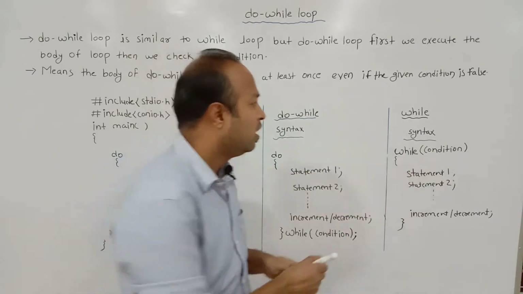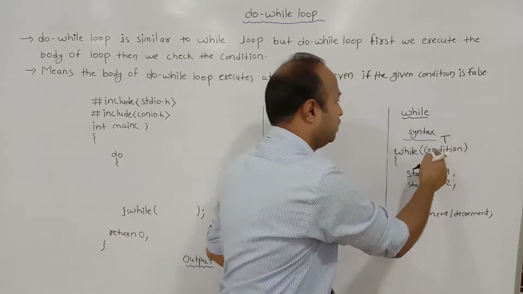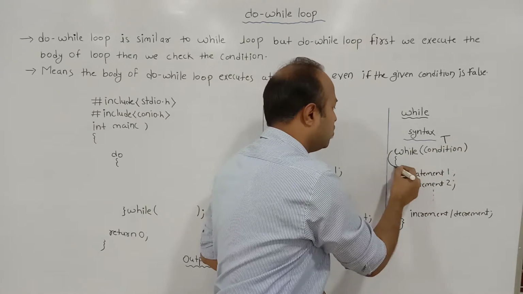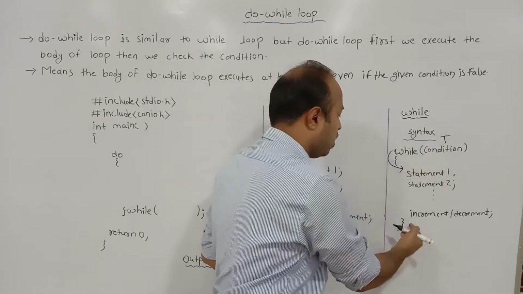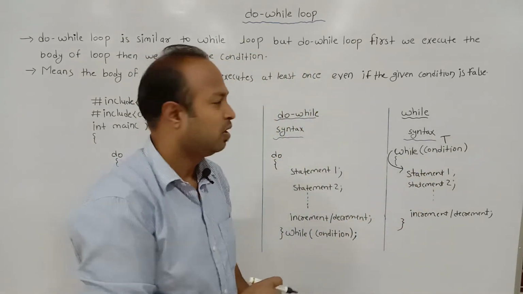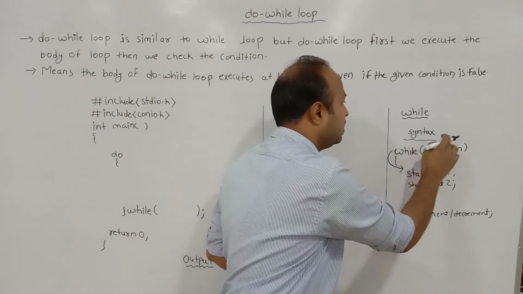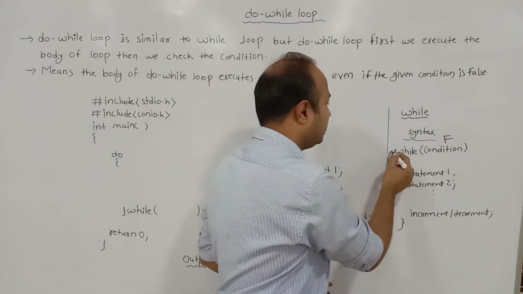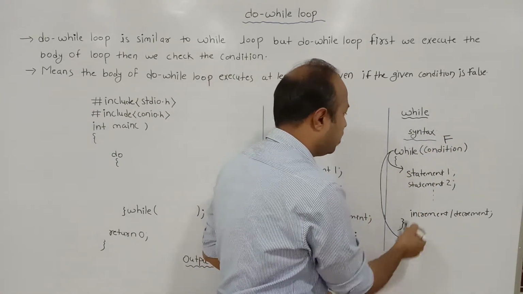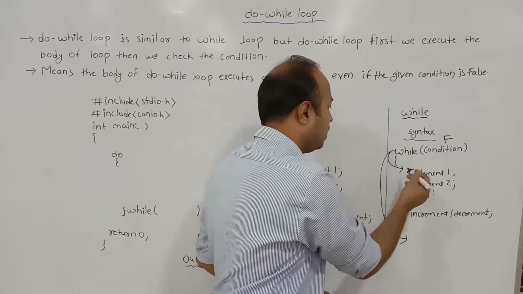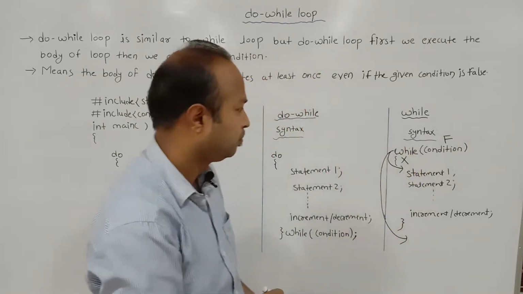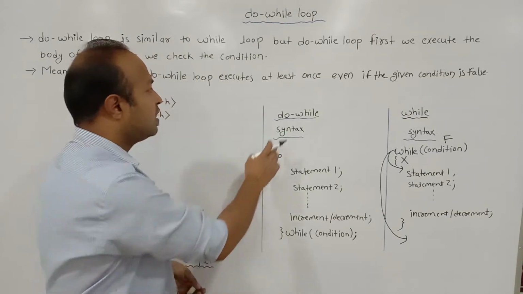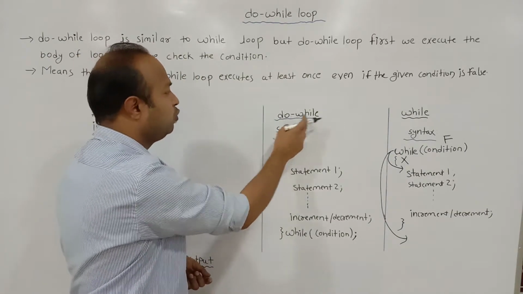And we can see here this is the syntax of the while loop, and the body of the while loop will execute if the given condition is true. If the given condition is true, then we move within the while and the body of the while will execute. But if the given condition is false, then we directly jump outside of the while loop and the body of the while will not execute.